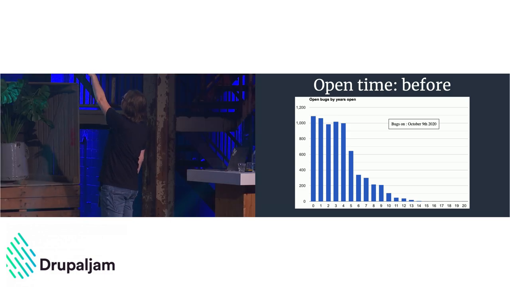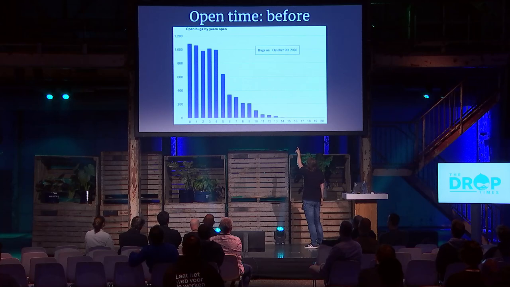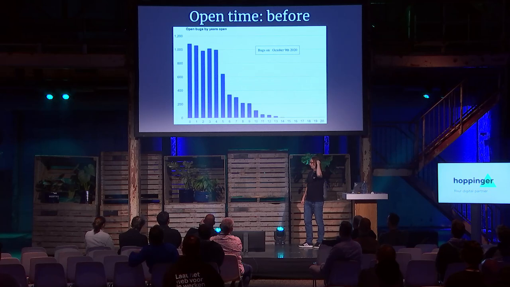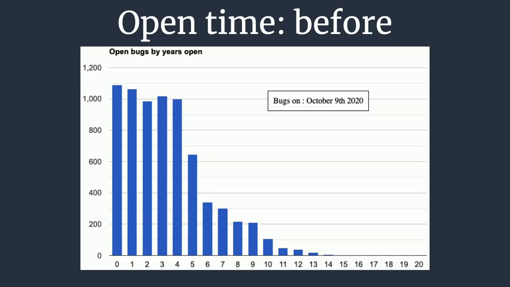I'm not sure if you can see it because it's not a lot of pixels, but the 14, 15, 16 might look empty, but they're not empty. There are still bugs there. Stuff could be open really long, especially considering that Drupal 8 had been out for about 8 years by this time. So there are 16-year-old bugs for software that's 8 years old.